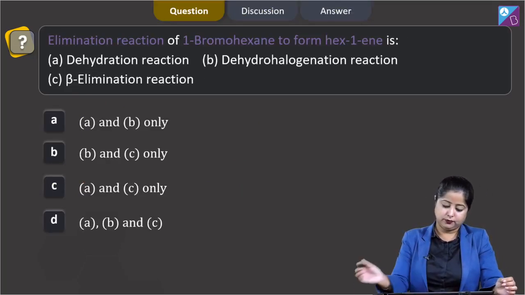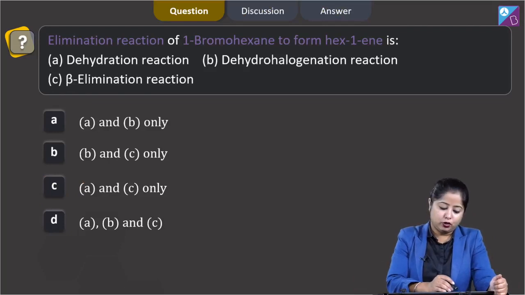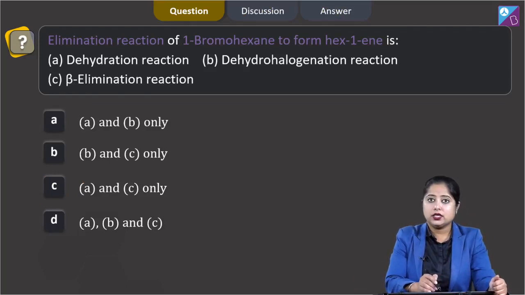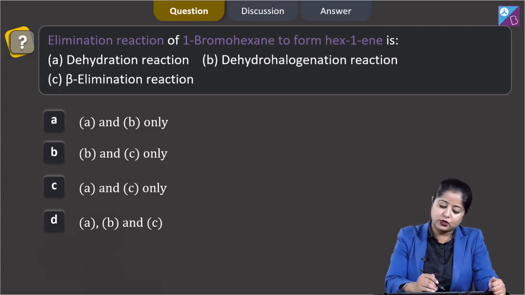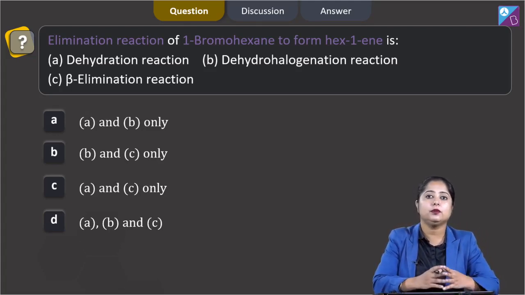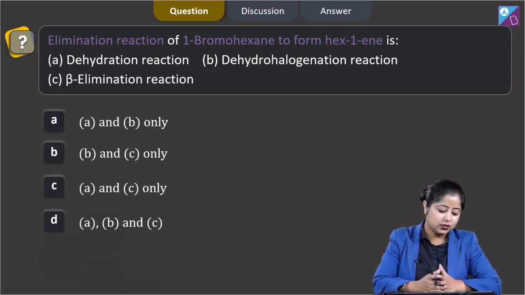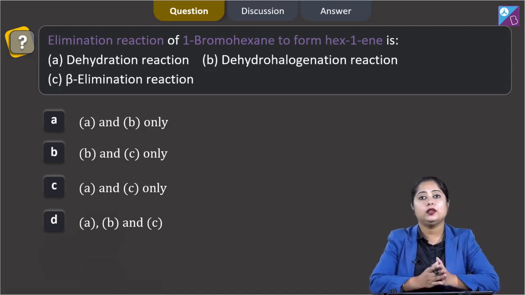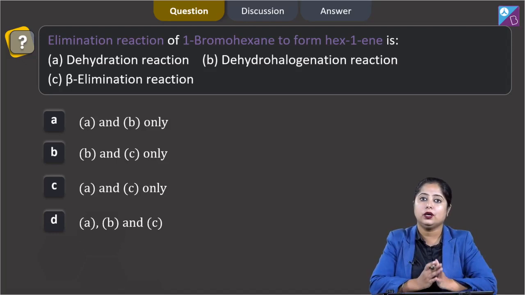Moving to the next question. Elimination reaction of 1-bromohexane to form hex-1-ene is dehydration reaction, dehydrohalogenation reaction, beta elimination reaction. So student, first of all we will be writing this reaction and then we will be able to analyze whether this is dehydration reaction or dehydrohalogenation reaction or beta elimination.